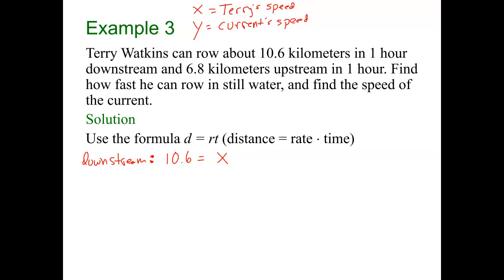And you can compare the speeds. He went 10.6 kilometers going downstream, and only 6.8 going upstream. So he went further going downstream, which means he had to be going faster. If I have Terry's speed and the current is helping him, what does that do to his speed? It increases it. What operation increases? Plus. So the speed is Terry's speed plus the current speed, giving that combined rate.